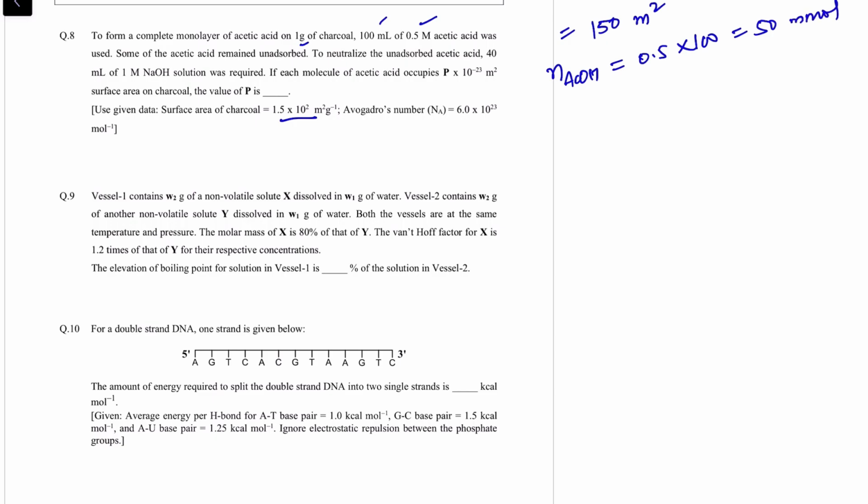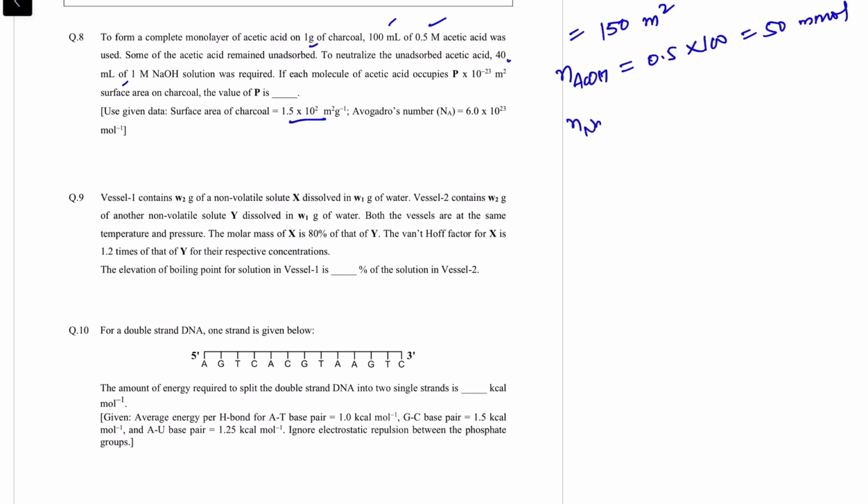Now, some of the acetic acid is adsorbed on the surface of charcoal, whereas the remaining stays in the solution, which is neutralized with NaOH. The number of moles of NaOH consumed in neutralizing the unused acetic acid would be 1 molar multiplied by 40 ml, so that is 40 millimole. Out of 50 millimole acetic acid, 40 millimole is neutralized by NaOH. So the acetic acid adsorbed on the surface of charcoal is 50 minus 40, that is 10 millimole, or 0.01 mole.